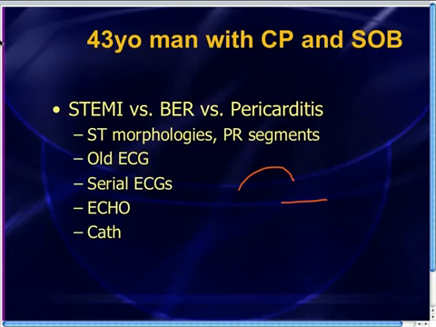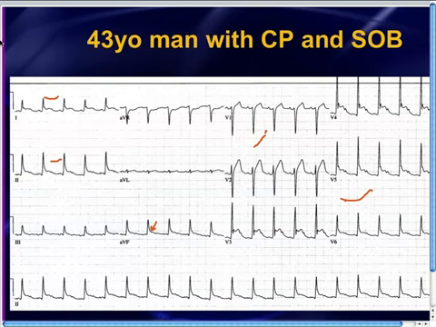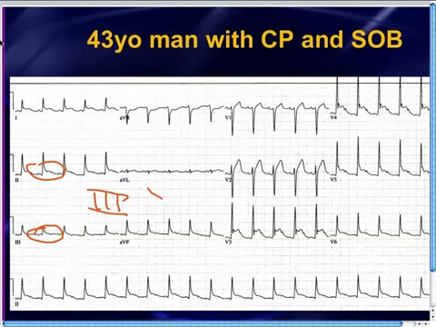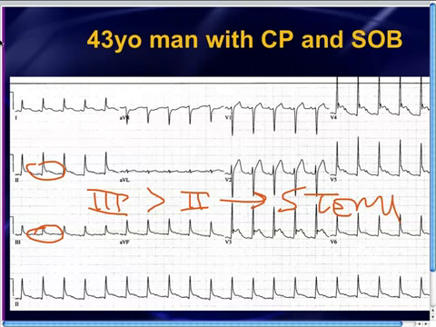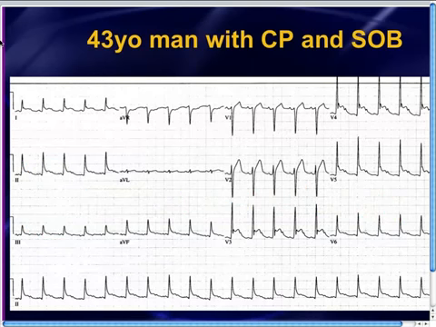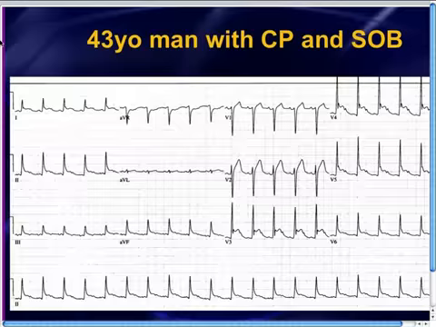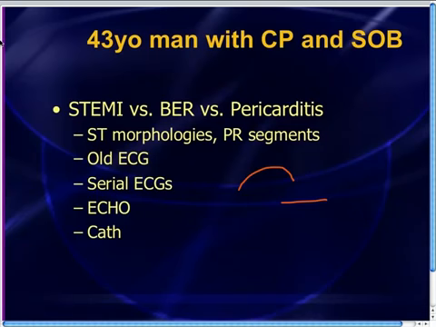The other thing that you can do is compare the ST segment elevation in lead 2 and lead 3. If the ST segment elevation in lead 3 is greater than in lead 2, that means you're looking at a STEMI. All right? So ST elevation in 3 greater than 2, that's got to be a STEMI. In this particular case, ST elevation in 2 is greater than in 3. So we can't even use that rule.